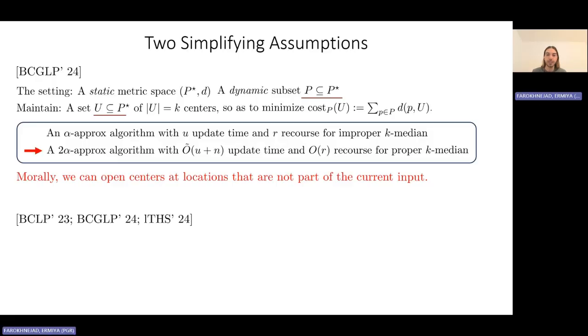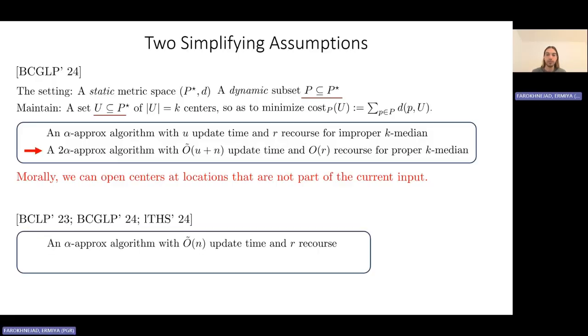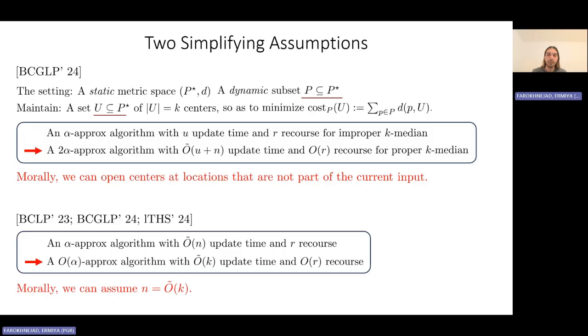The next one is called sparsification. Assume that we have an algorithm whose update time is tilde of n. From sparsification techniques, it is possible to show that we can get an algorithm with tilde of k update time instead of tilde of n. And again, we are going to have a small overhead on the approximation ratio and recourse. And again, here, morally, we can assume that the maximum size of the space, which is n, is going to be at most tilde of k. So in the future, I will show you how to get tilde of n update time. And because of this sparsification, it can be reduced to tilde of k.